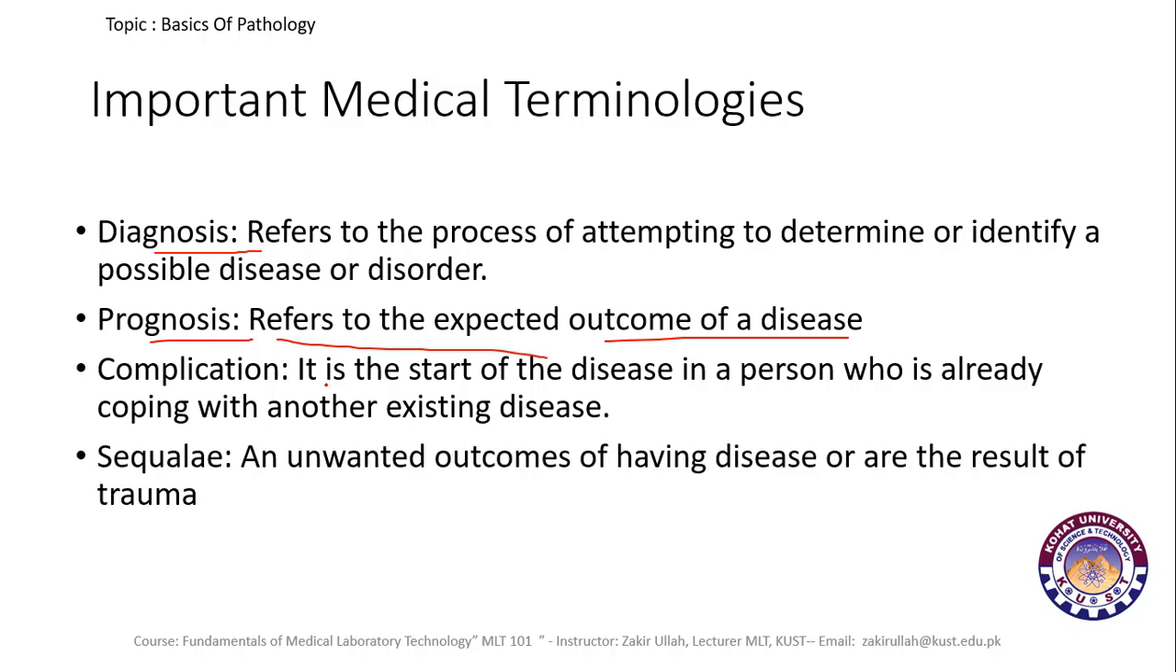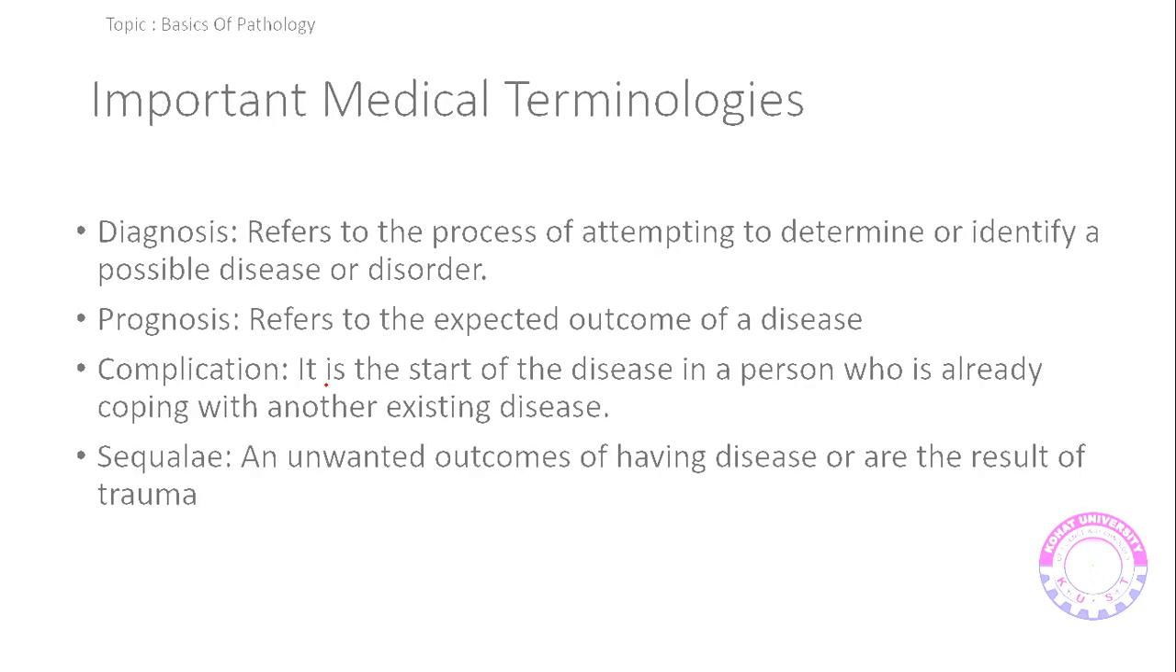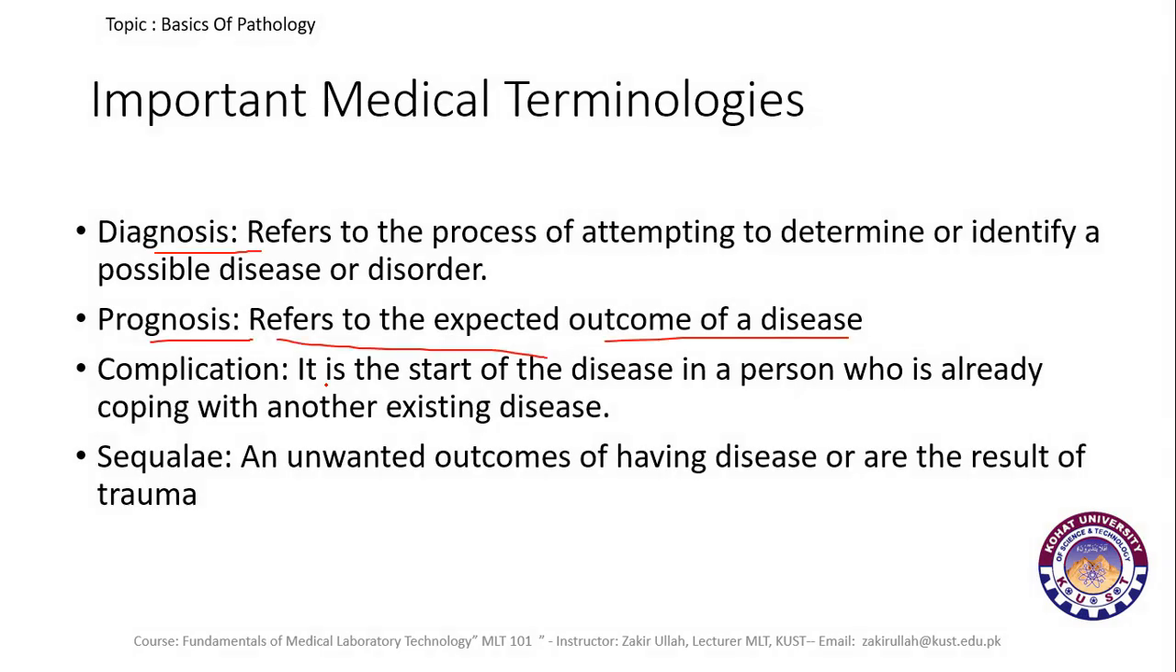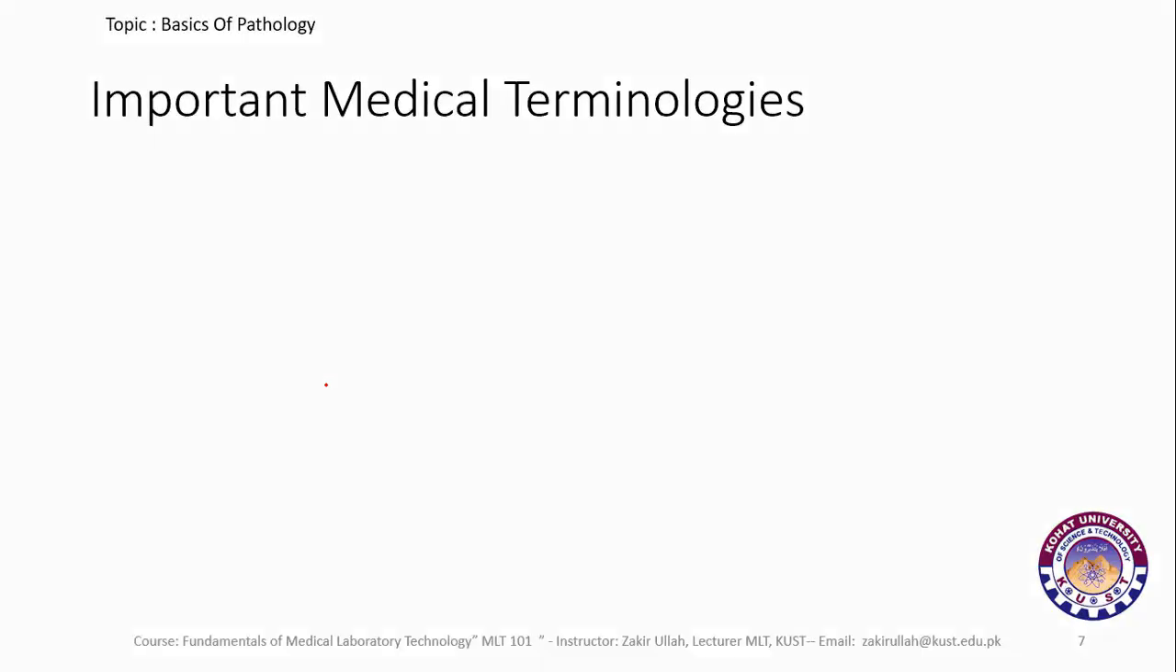Sequelae are the unwanted outcome of a disease or the result of trauma. For example, if a person has any sort of disease, and as a result of the disease an organ is removed, or a permanent disability occurs due to the disease. This type of unwanted result of the disease is called sequelae.